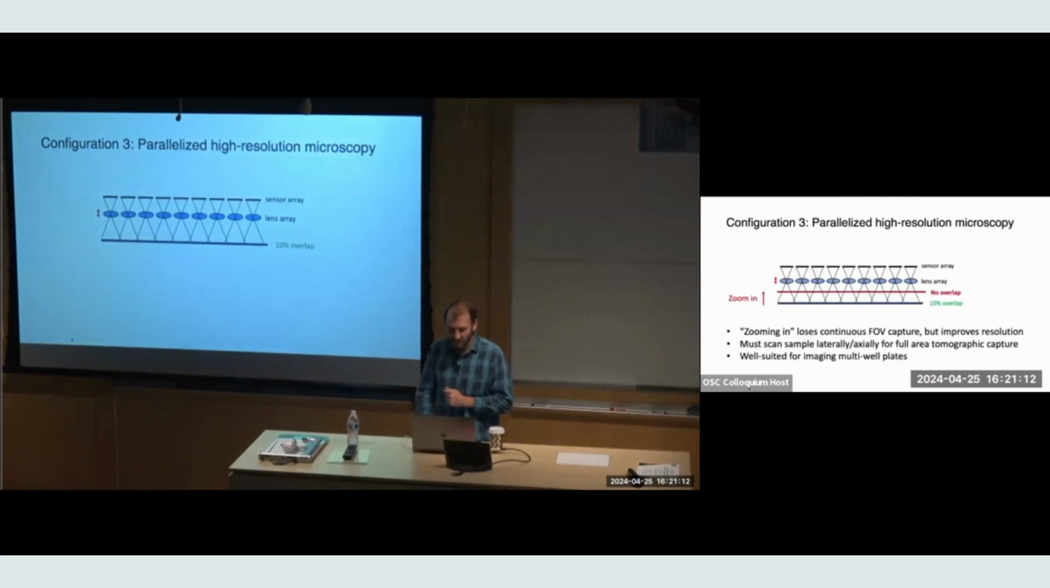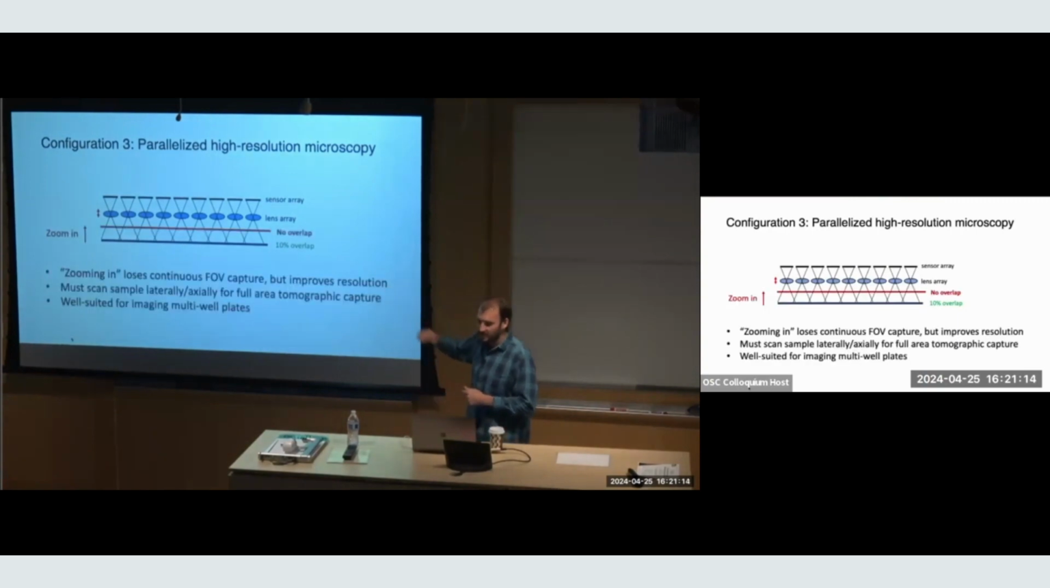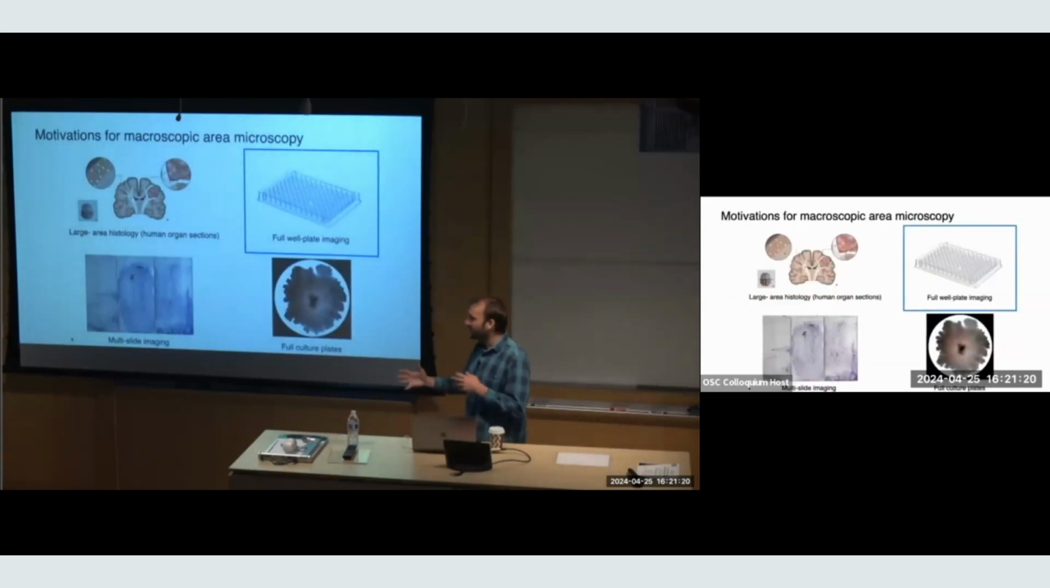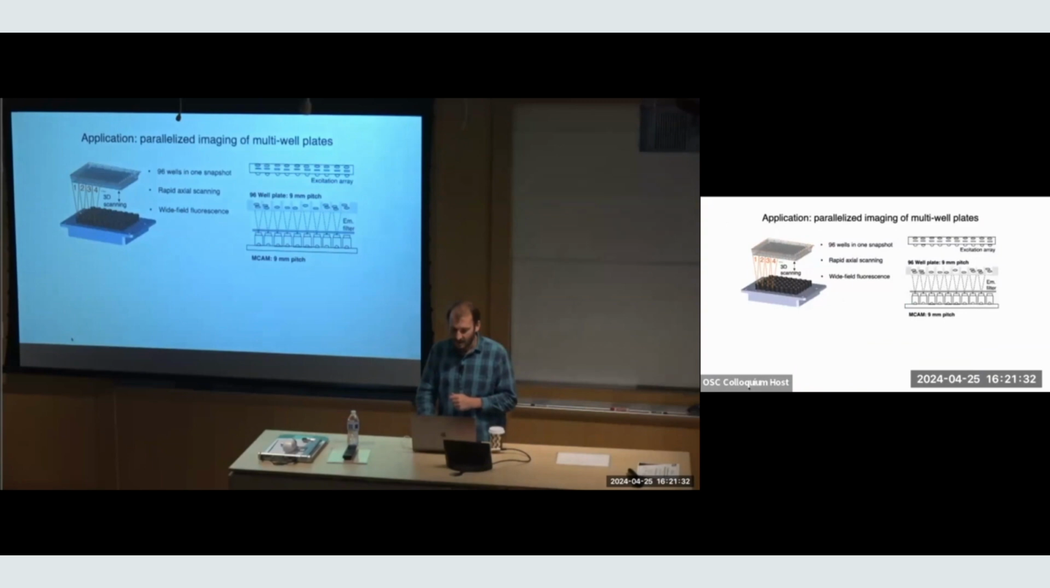Okay, so we can then zoom in. This is the third configuration I was mentioning, where we get really high resolution imaging. We've been trying this with a number of different specimens and sample types. I'll show some examples from imaging well plates where we're imaging organoids with this, and then I'll show just a quick thing of slide scanning.